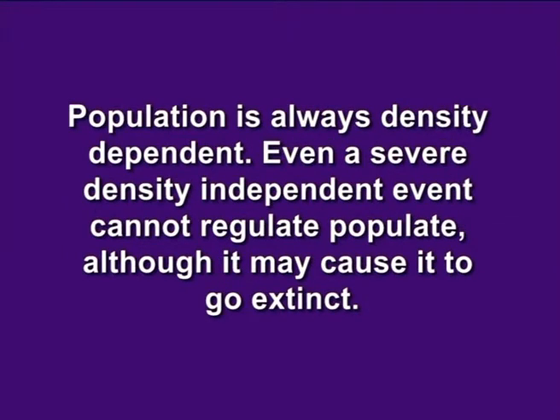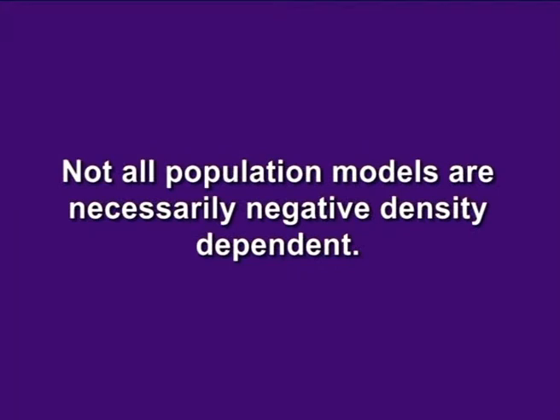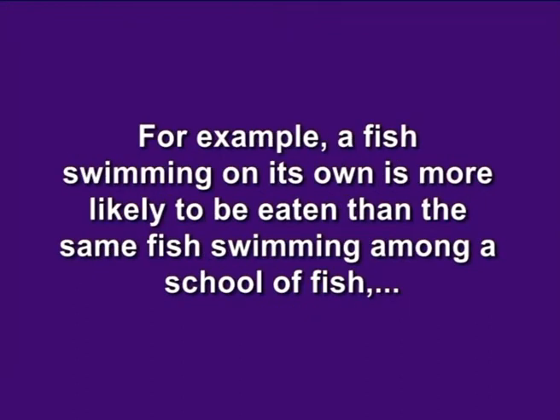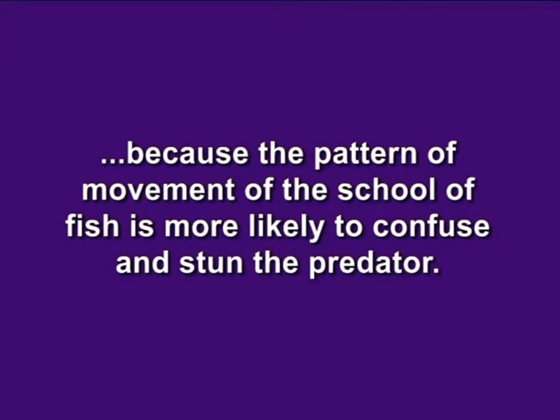Population is always density dependent. Even a severe density independent event cannot regulate a population, although it may cause it to go extinct. Not all population models are necessarily negative density dependent. The Allee effect allows for a positive correlation between population density and per capita growth rate in communities with very small populations. For example, a fish swimming on its own is more likely to be eaten than the same fish swimming among a school of fish, because the pattern of movement of the school is more likely to confuse and stun the predator.